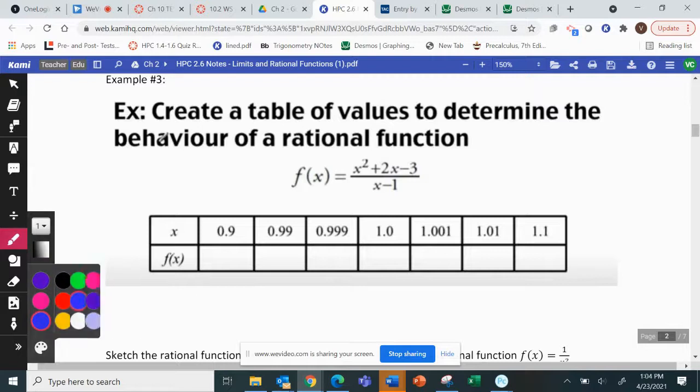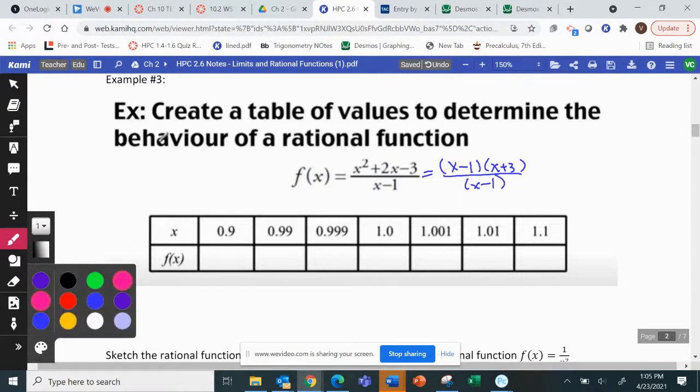I see this rational function, and what I'm going to want to do every single time we have a rational function is factor it. Okay, so I see something. Is it factorable? x minus 1, x plus 3 over x minus 1.